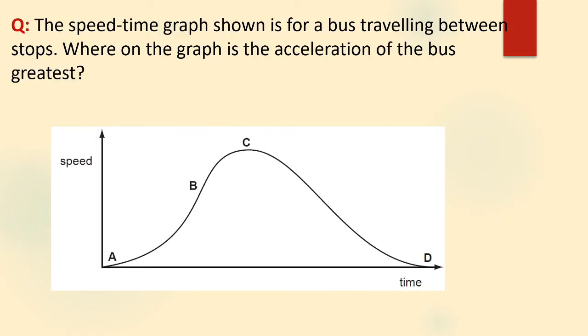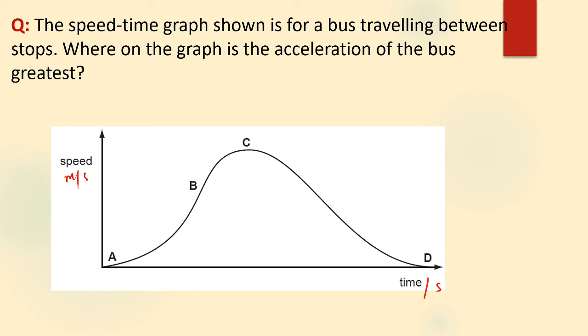Now we are going to practice two more questions on non-uniform acceleration. The speed-time graph shown is for a bus traveling between stops. Where on the graph is the acceleration of the bus greatest? We know that we take speed along the y-axis and time along the x-axis. We can take any unit, it could be meters per second or kilometers per hour for long distances. Time could be hours or minutes.